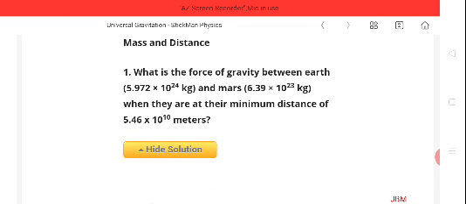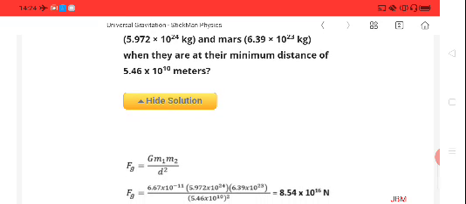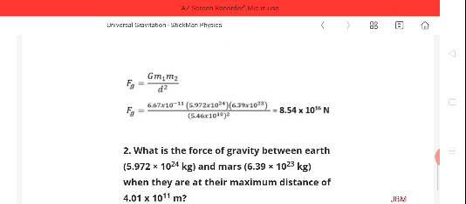Again, what is the force of gravity between Earth and Mars? In a similar way, you can substitute the values of m1 and m2. Take m1 as 5.972 into 10 to the power 24 kg. Take m2 as 6.39 into 10 to the power 23 kg. Substitute the value for distance, that is 5.46 into 10 to the power 10 meter. Using the formula F equal to G m1 m2 by d square, you get the value as 8.54 into 10 to the power 16 Newton.